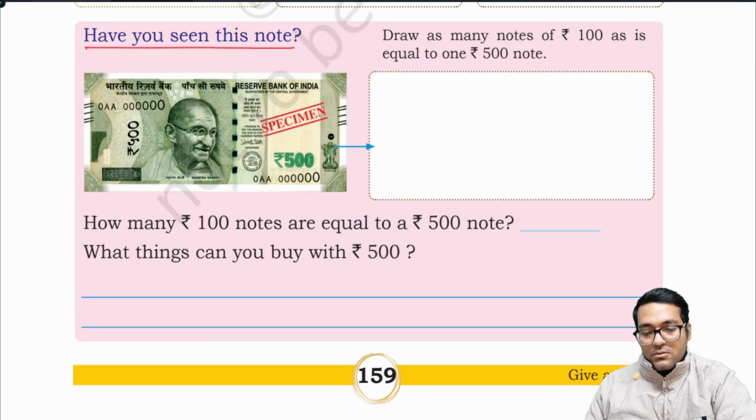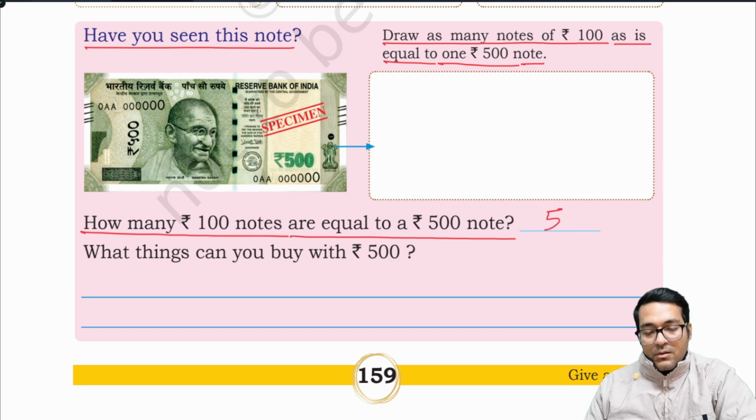Have you seen this note? Draw as many notes of rupees 100 as is equal to 1 rupees 500 note. How many rupees 100 notes are equal to a 500 rupees note? The answer is 5. What things can you buy with rupees 500? Kindly think and write.